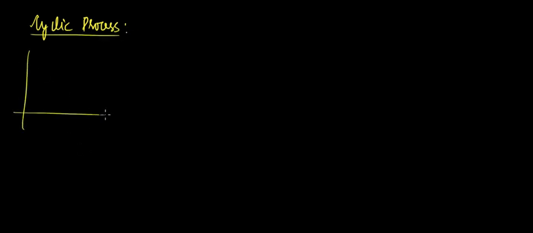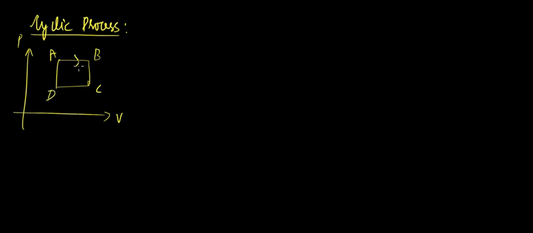Okay, hi guys. So in this lecture, we'll be first starting off with cyclic process. Okay, so let's suppose we have a PV graph. And this is something like gas first goes from state A to B, then C to D.